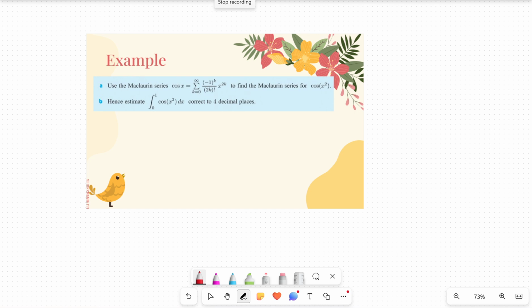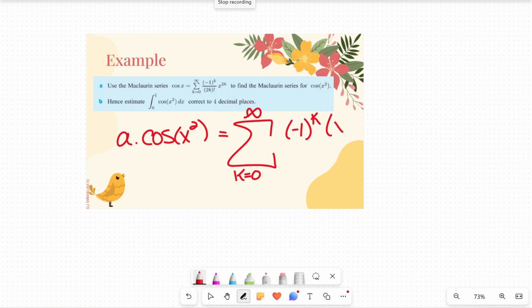But we know for part A that cosine of x squared, it's going to be the exact same thing for cosine, but we're just replacing all of my x's with x squareds. So looking at the same expansion that we used in part A, I have negative 1 to the k power, x squared to the 2k power, over 2k factorial. Now I can simplify my numerator just a hair. I can say that this is equal to x to the 4k power.